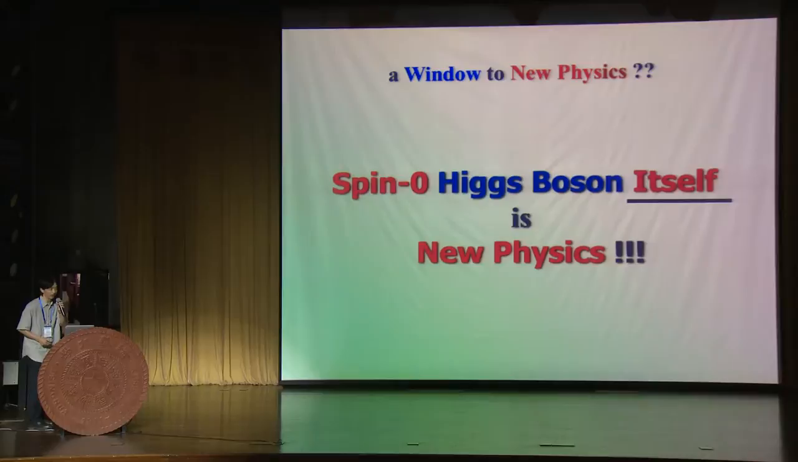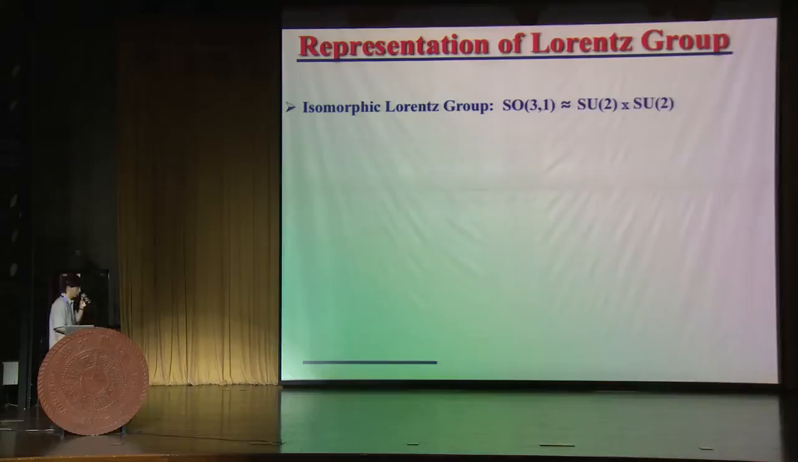And I would claim the spin-zero Higgs boson is very unique. By itself, it's already an indication of new physics. I will try to provide some evidence. Before that, I think it's useful to recall the representations of the Lorentz group.